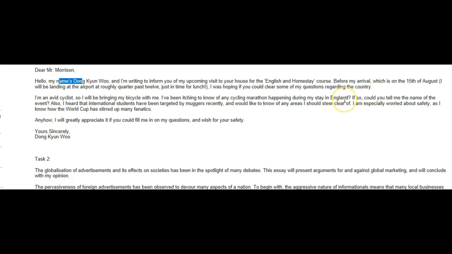If so, if not so, but it doesn't fit now that we've changed it. So if possible, that works. If possible, could you tell me the name of any such event? Okay? Also, I heard that international students have been targeted by muggers recently, and I would like to know of any areas I should steer clear of. I'm especially worried about safety, as I know how the World Cup has stirred up many fanatics. Okay, fine.